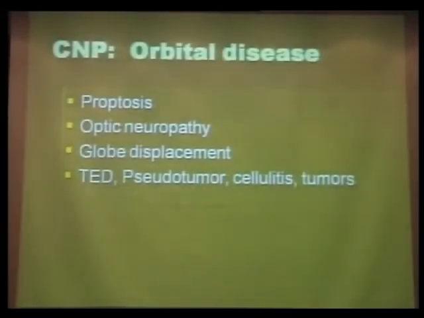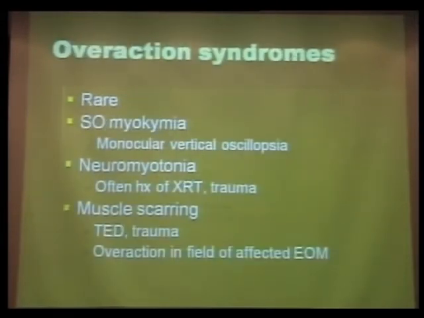Of course, when you get into the orbit, you're looking for things like proptosis or optic neuropathy. Thyroid eye disease, orbital cellulitis, and orbital tumors can all cause diplopia here. Now, there are some situations where the muscles actually overact, and they're fairly rare. Some of the common ones where you hear a complaint of diplopia are superior oblique myokymia. They may complain of vertical oscillopsia, but often, at least in the early stages, it is intermittent vertical diplopia.